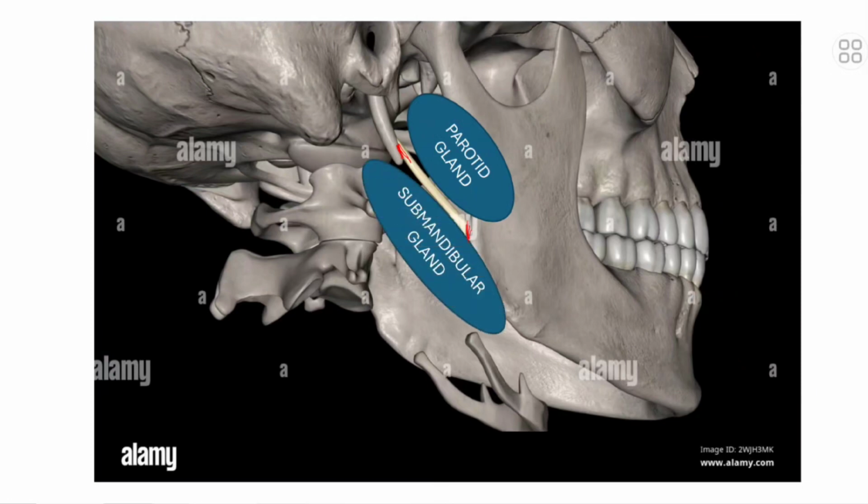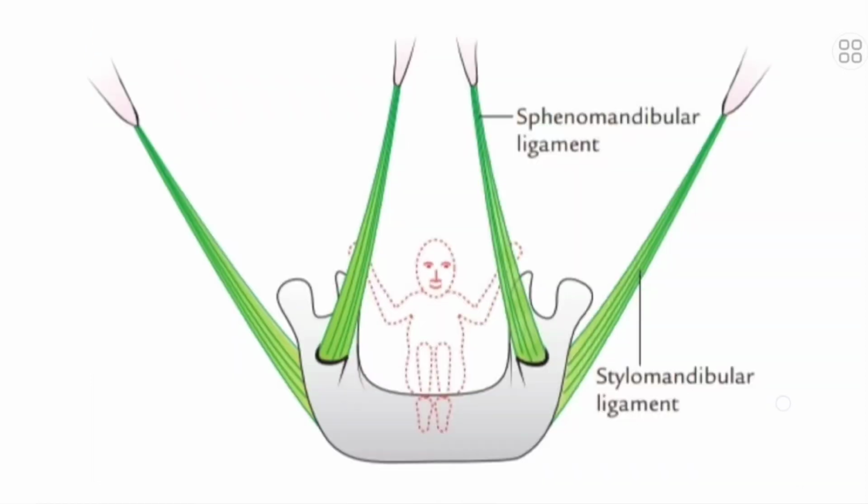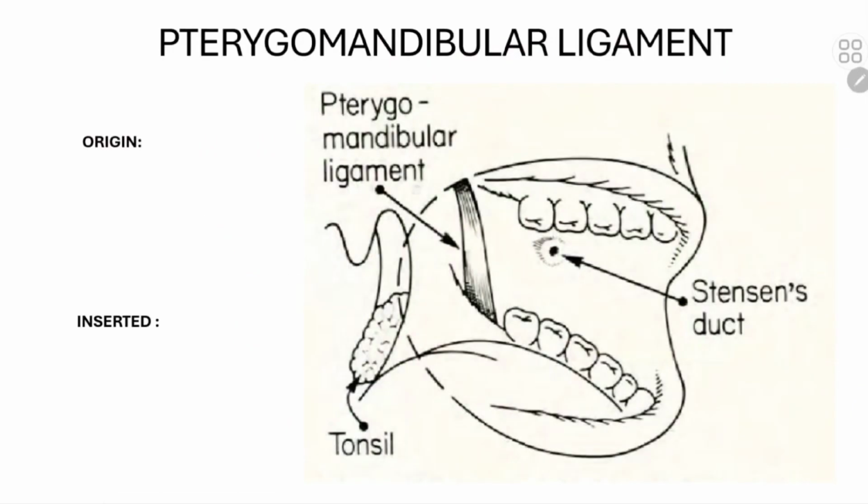So it can be asked as an MCQ question: which ligament separates the parotid gland from the submandibular gland? It's the stylomandibular ligament. So it looks like a snake. The sphenomandibular ligament originates from the spine of the sphenoid and gets inserted into the lingula. And this is the stylomandibular ligament, which originates from the styloid process and gets inserted into the posterior surface of the ramus of the mandible.